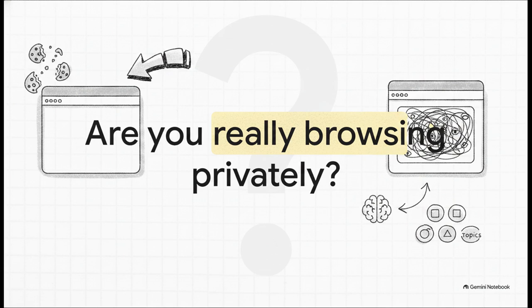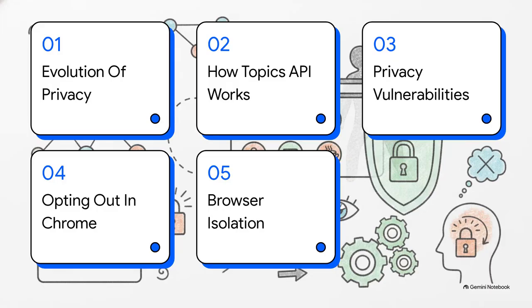But what if the very tool you use to browse the web, the browser itself, actually becomes the thing categorizing your behavior? Think about it. What actually happens when the tracking moves away from external websites and gets baked right into the core of Google Chrome? Okay, let's dive into this roadmap.